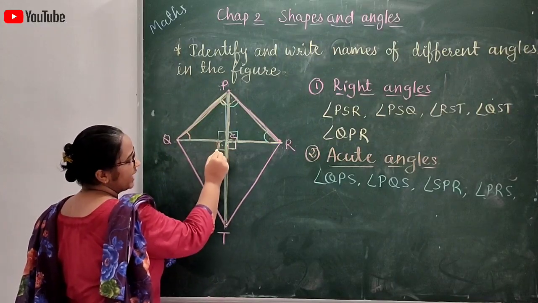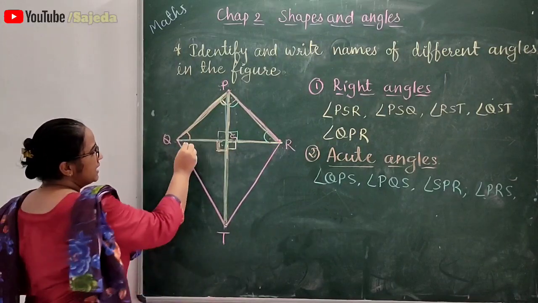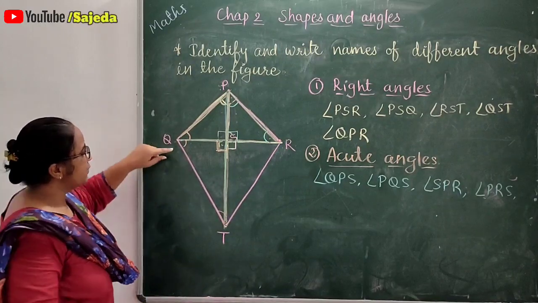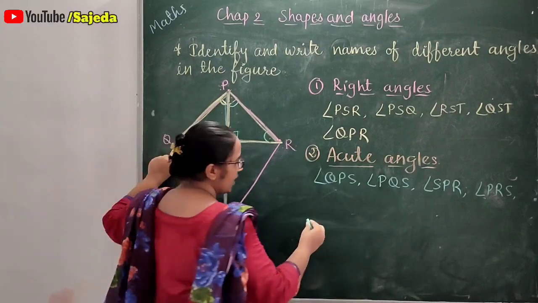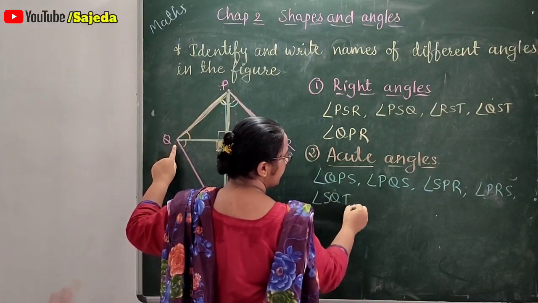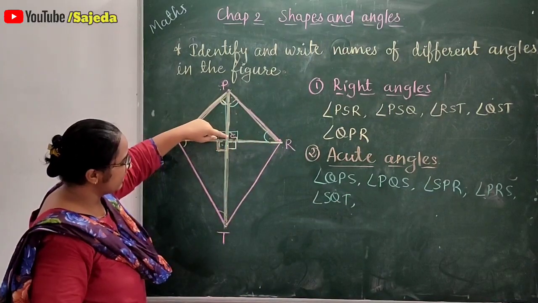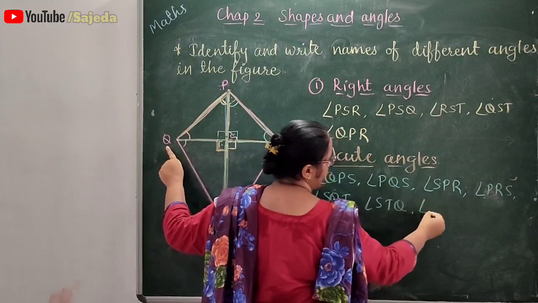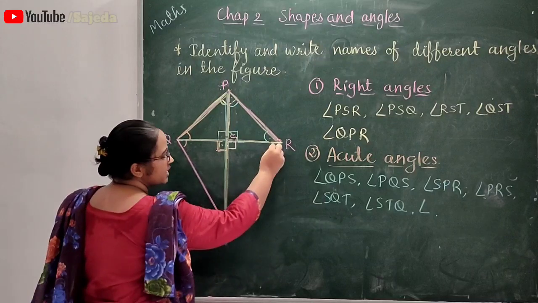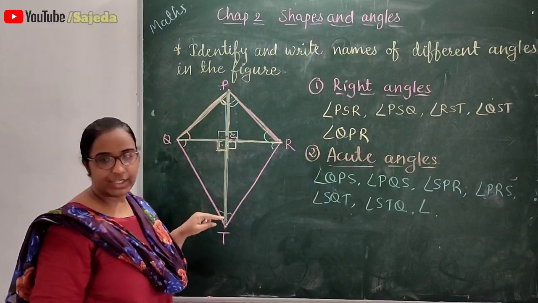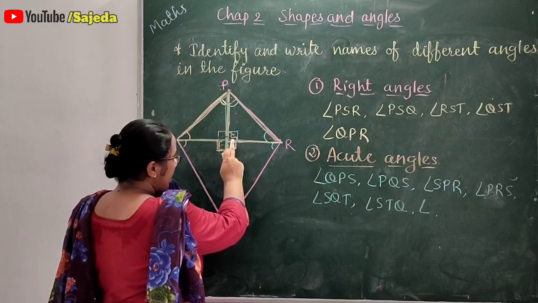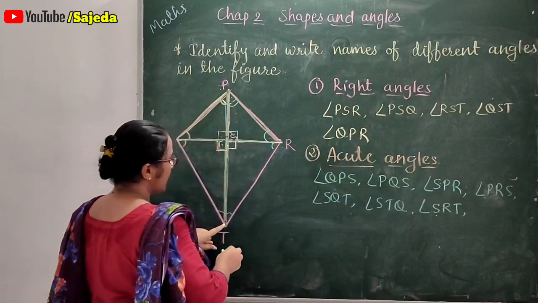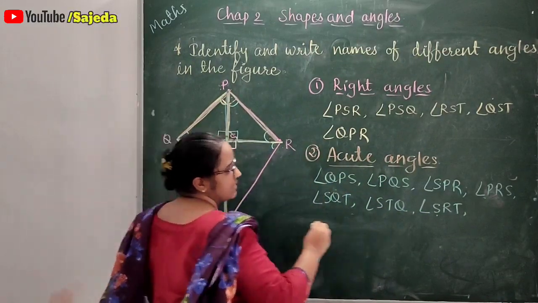Now in this one triangle, this is a right angle, so this angle and this angle, they both will be acute angles. So first I will write this angle, angle SQT. Next acute angle STQ. Now in this triangle, this one and this one, these two are acute angles. So this one we will write angle SRT. And this one is RTS.